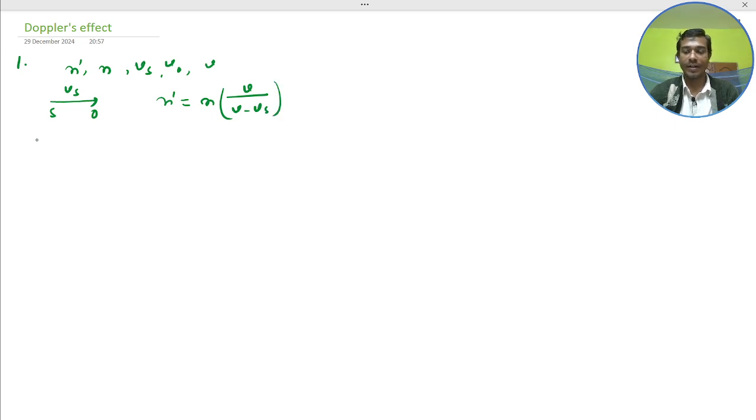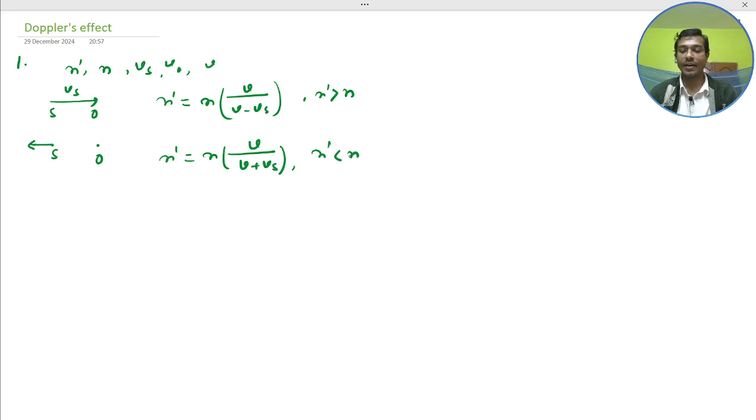Case number 1. In the second case, the source and the observer are moving in this direction, and here n dash is less than n. So here n dash would become n V by V plus Vs.